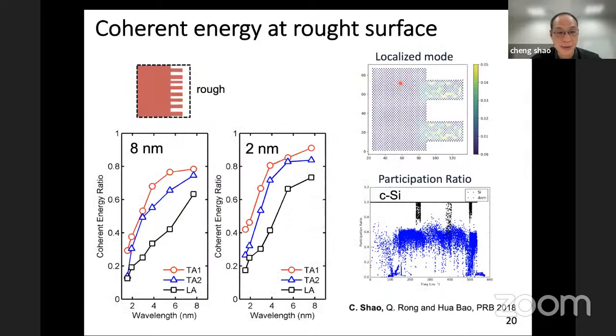We also apply the method to study the coherent energy at the rough surface. We can see that with the increase in the roughness of the surface, the total coherent energy ratio generally decreases compared to the less rough case. And this is explained by the coupling between the wave packet and the localized modes of vibration near the rough regions.